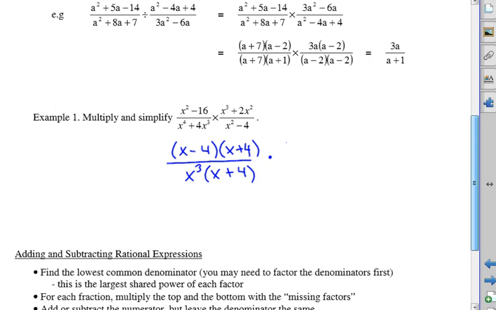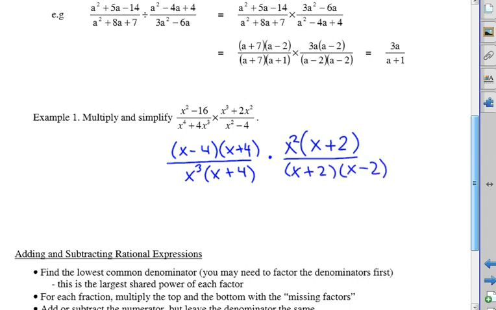What can we factor out of the numerator? x squared. You guys are good with your factoring. x plus 2. And then what can we do with the bottom? x plus 2, x minus 2. We got skills.